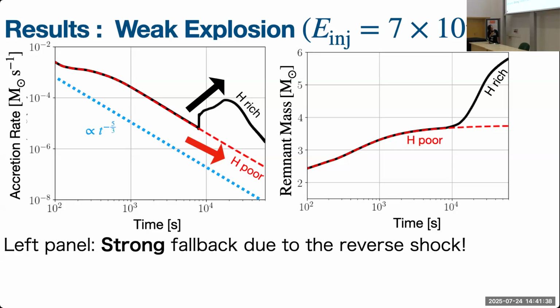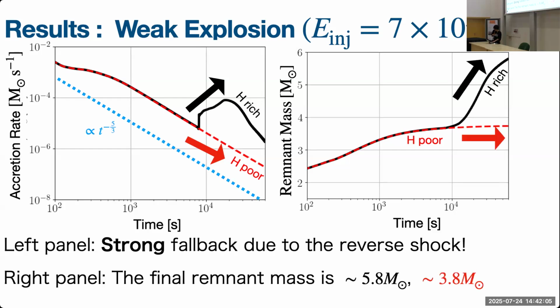And it is the same as the blue dotted line, which is an analytic solution of pre-expansion. So due to this effect, the hydrogen-poor progenitor is almost constant from 10 to 2 times 10 to 3 seconds, but the hydrogen-rich progenitor's remnant mass increases by about 2 solar masses. Finally, the black one, the hydrogen-rich progenitor's remnant mass, is 5.8 solar masses, and the red one is 3.8 solar masses.